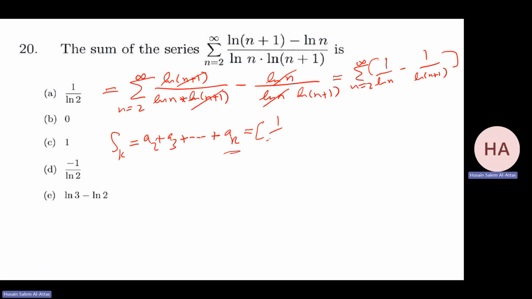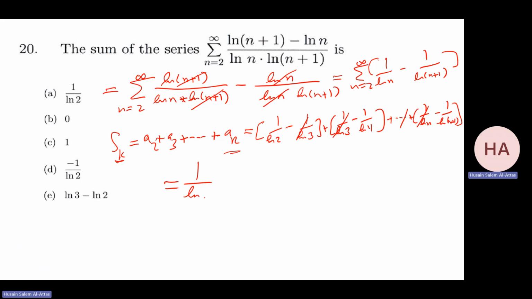That will be 1 over ln 2 minus 1 over ln 3, plus 1 over ln 3 minus 1 over ln 4. Very clear, I cancel the first one. So I need only the first and the last: 1 over ln 2 minus 1 over ln n plus 1. So this is cancelled also. Or you do the next one, it will be the same. Since you need SK, so that will be what?